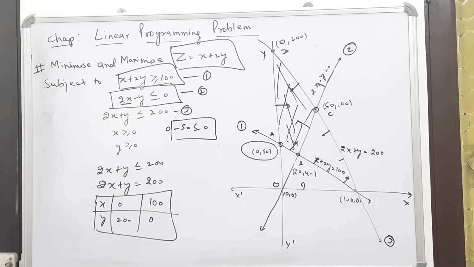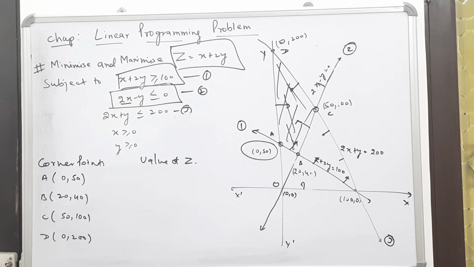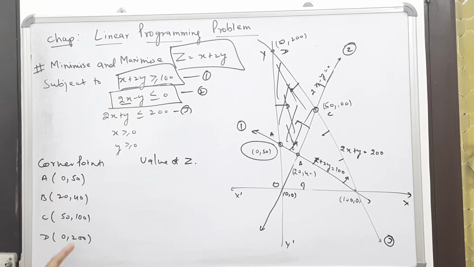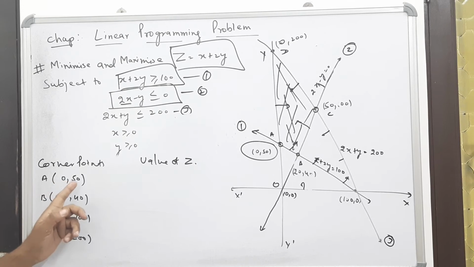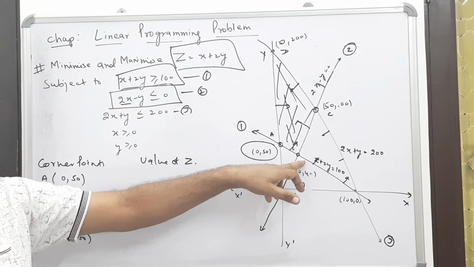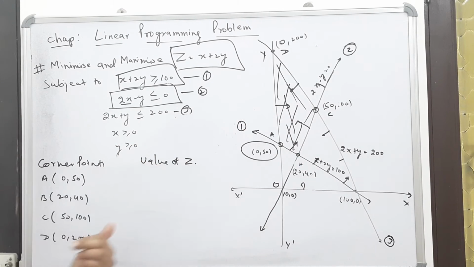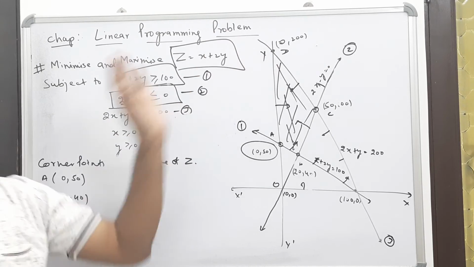You see the next part now. I am explaining you. Yes, now you see the last part. Here, these are the corner points. It is 0, 50, this one. 20, 40, this is 20, 40. 50 and 100, this is 50 and 100. And this is 0 and 200.